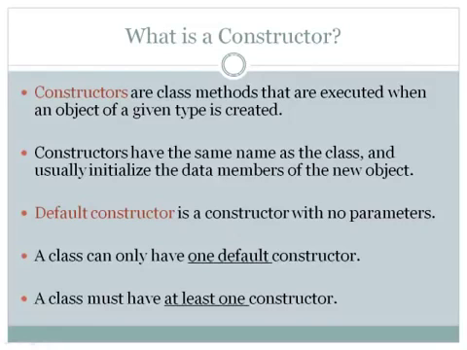Your default constructor is a constructor that has no parameters. A class can only have one default constructor, but a class also must have at least one constructor.